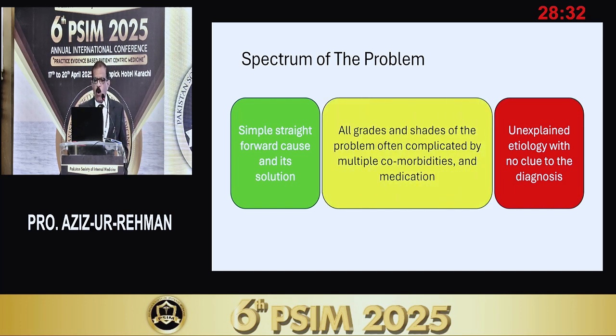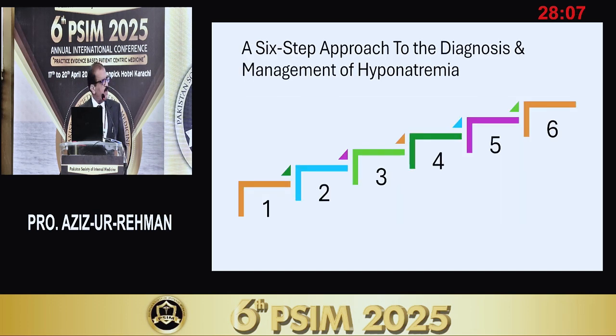And then we have all grades and shades of the problem, often complicated by multiple comorbidities and multiple medications. So it might not be easy to put your finger on which drug is causing it or which disease is causing it, or the multiple of them. That is why this becomes a puzzle, and I'm trying to suggest an algorithm which will hopefully help you solve this puzzle. So these are the hypothesized 6 steps.